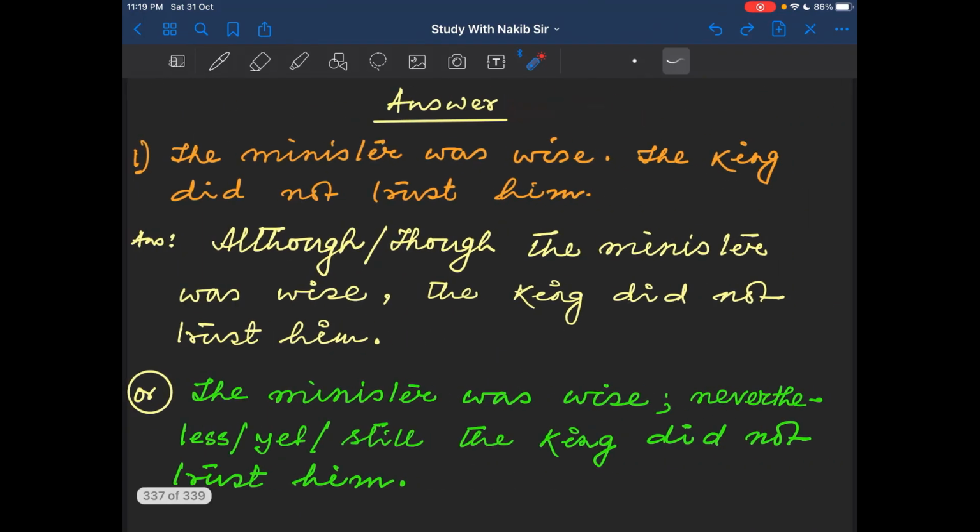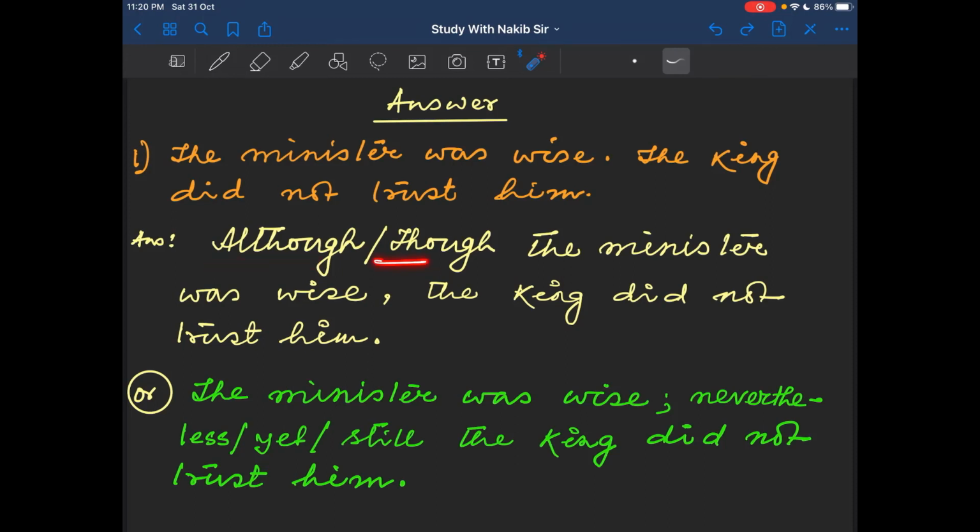Now see the answer. See the question first. The minister was wise. The king did not trust him. See the relation. The relation is contrastive relation or adversative or contradictory or unnatural relation. The minister was wise, the king should have trusted him, but he did not. So it is the opposite one. So when it is opposite, it is called contrastive or adversative or contradictory or unnatural. And in that case, you can use although or though, and yet, still, nevertheless. You have already learnt.